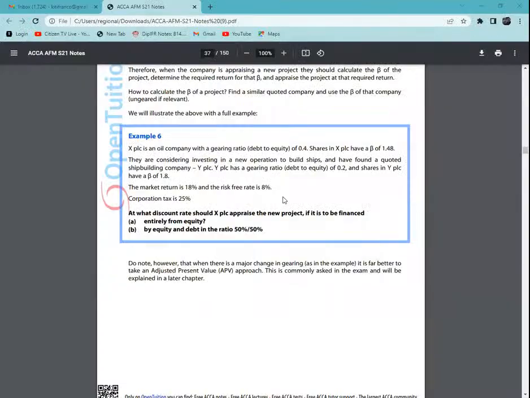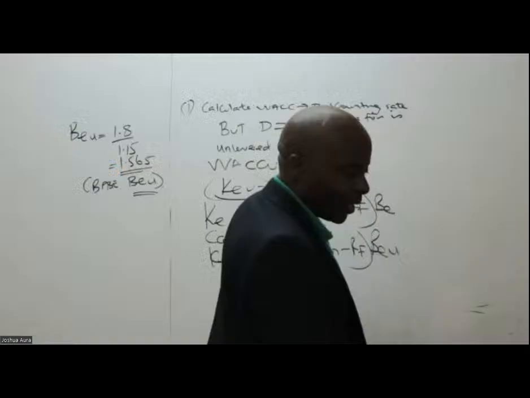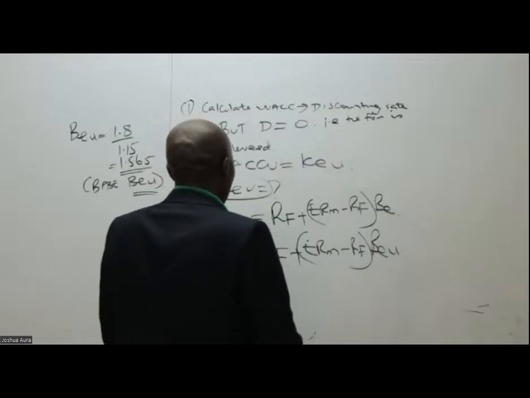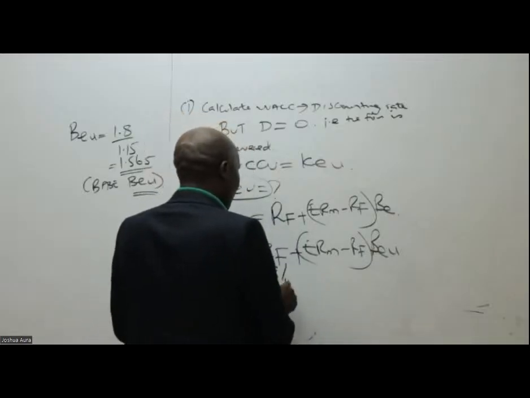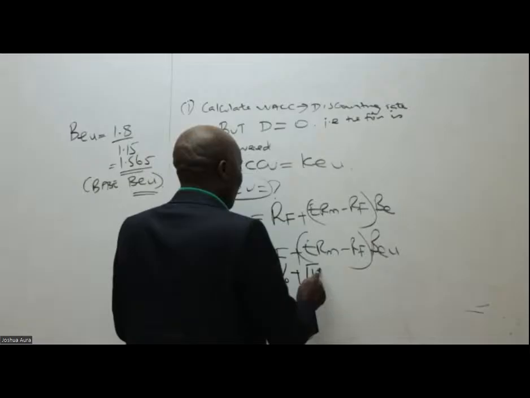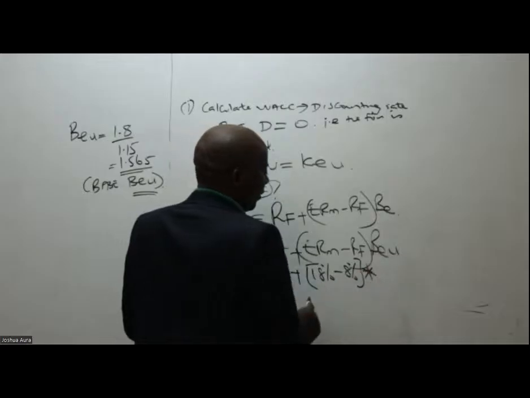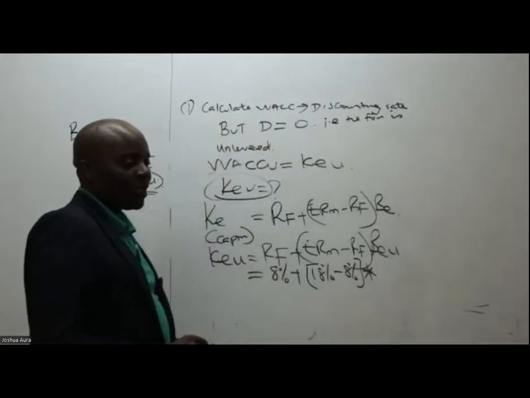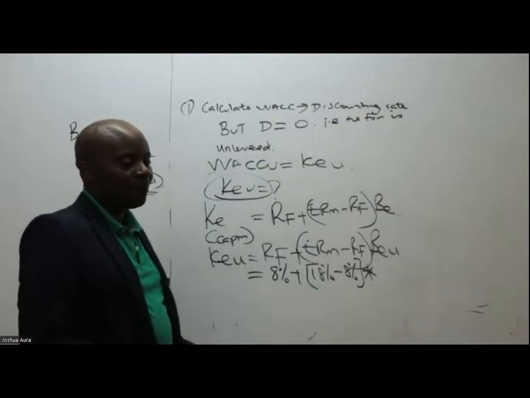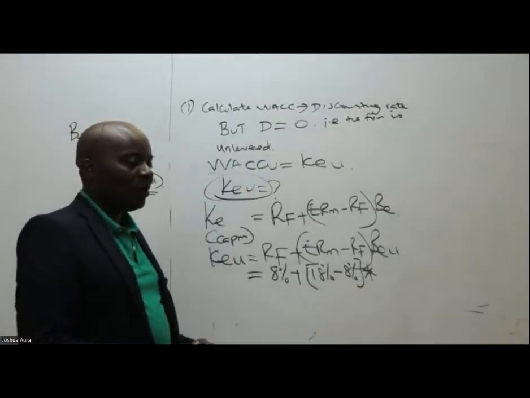Yes, it's 8% and the market return is 18%. So no worries at all. We are being told here that the risk-free rate of return is 8% plus 18%, the market return, minus 8%, multiplied by beta equity of the unlevered firm. Could you kindly give me the beta equity of the unlevered firm?